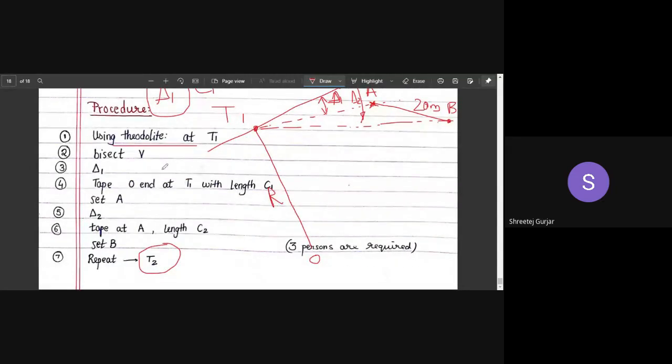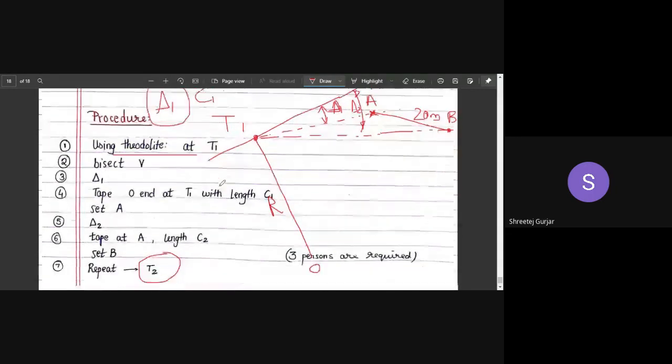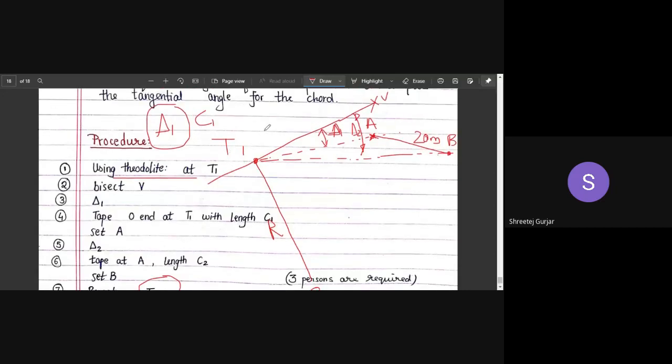So this particular thing I have written in short over here. You can write in detail later on when you are writing in your notebook. For this particular thing, you require a person at the theodolite to measure and set your angles. And you require 2 persons, one to hold the zero end of the tape and one to mark at the 20 end. So totally, 3 persons are required for setting out a curve using Rankine's method.